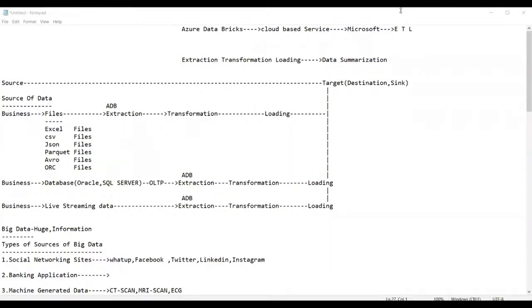So to learn Databricks, do we need any predefined background? What are the prerequisites to learn Azure Databricks? See, basically, the prerequisite is that if you know Python, or R, or SQL, that is very good. You can just understand the code. If not, I will also explain it to you.